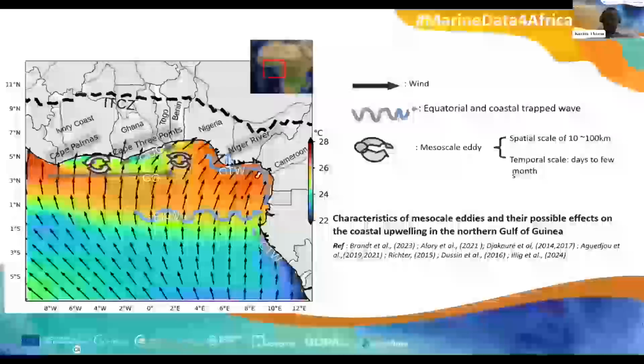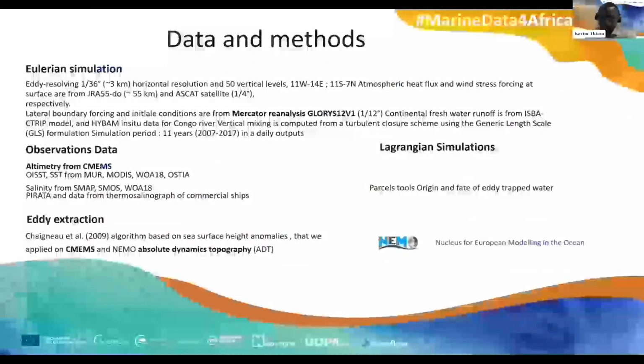To do that, I'm dealing with Eulerian simulation from the NEMO model. It is an eddy-resolving configuration that I use in the Gulf of Guinea with a resolution of 3 kilometers and 50 vertical levels. I use lateral boundary forcing and initial conditions from the Mercator analysis GLORYS. The continental freshwater runoff is from ERA-Interim and IRD data for the Congo River. And the vertical mixing was computed using a generic length scale formulation.